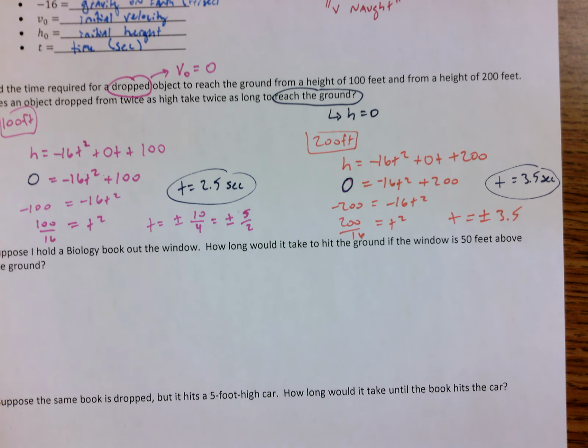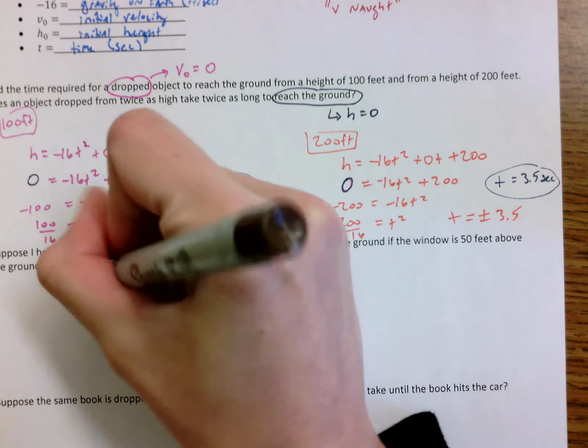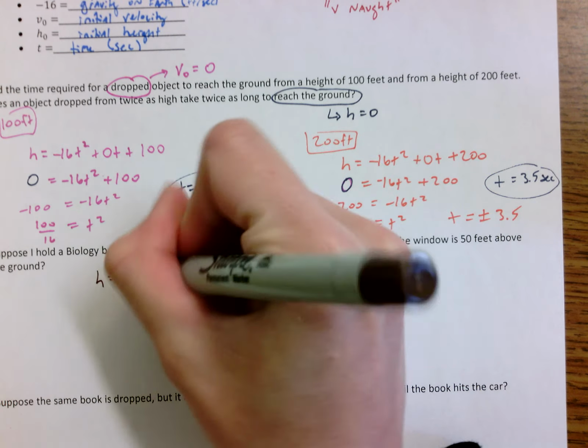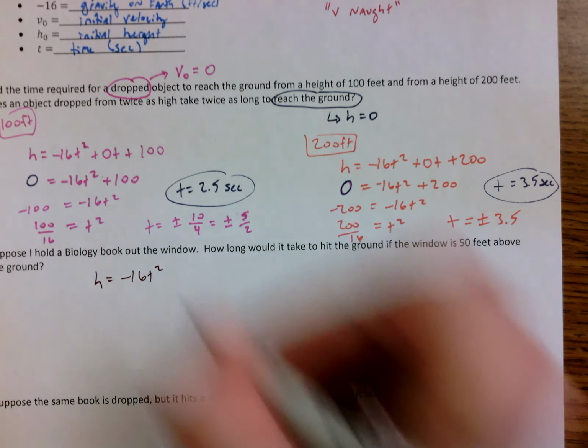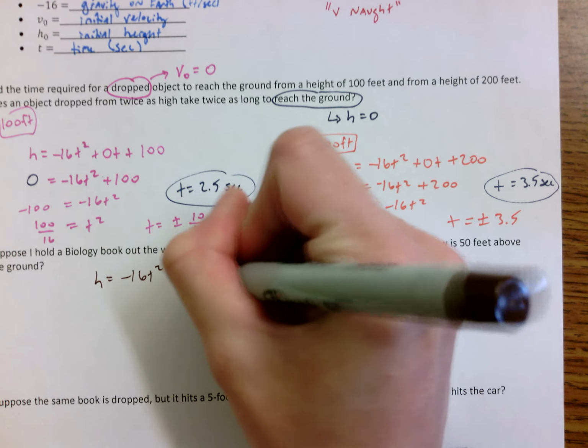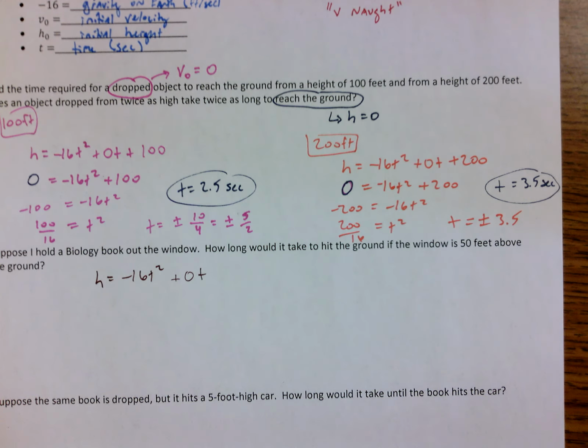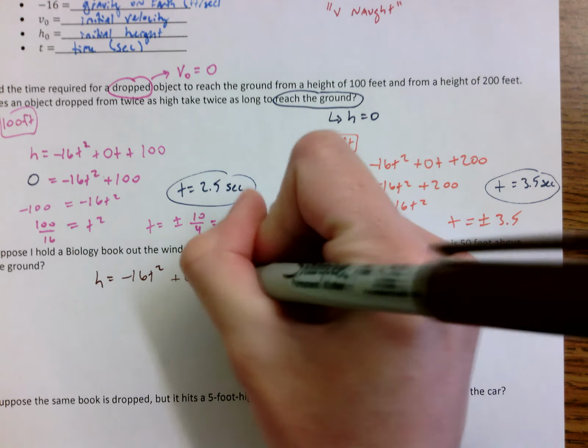So suppose I hold a biology book out the window. How long does it take to hit the ground if the window is 50 feet above the ground? Okay, so this is going to be similar. I'm going to set up my equation. My height is negative 16 t squared plus my initial velocity is 0 because I'm dropping it. And I'm starting from a height of 50 feet.